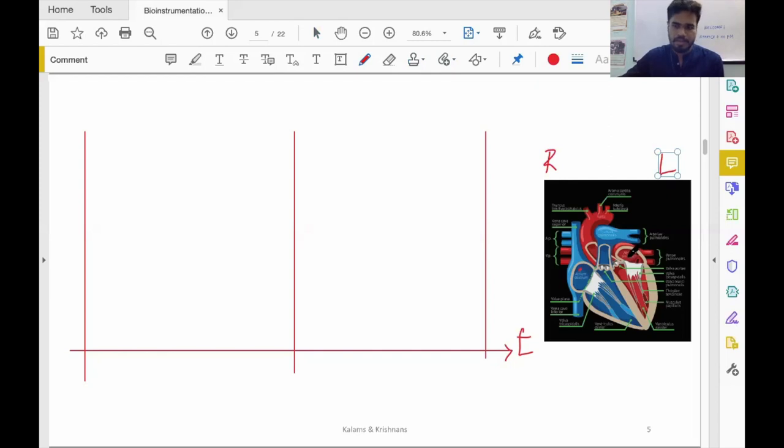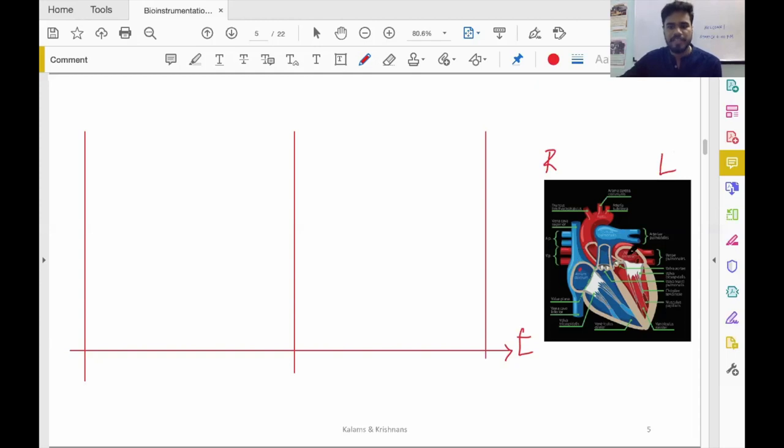And this is the left atrium, right? Sorry. All this oxygenated blood from the lungs gathers up over here. Okay, so that could be sent to the entire body through this path. This is known as the aorta. This is known as the left ventricle.